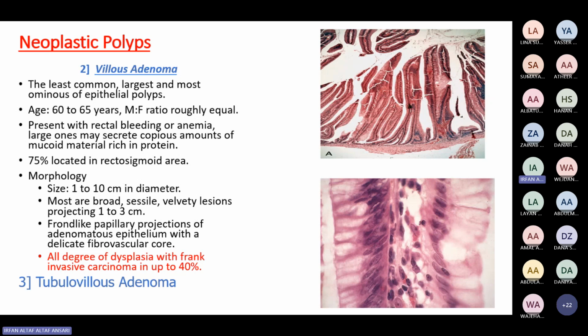It is again more common in the rectosigmoid area. Its size is from 1 to 10 centimeters. It is sessile. It is velvety, like a lot of villi accumulated at one place. In microscopy, you see the frond-like villous architecture. It has dysplasia from mild to moderate to severe and a 40% risk of development of carcinoma. Tubulovillous adenoma is a combination of these both.